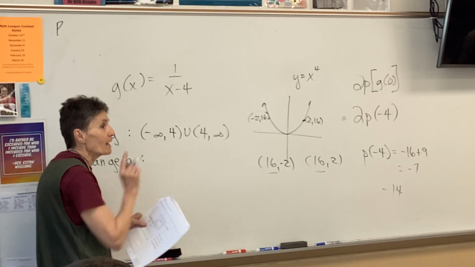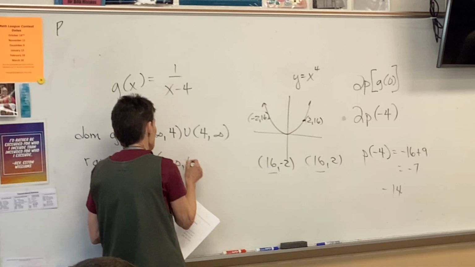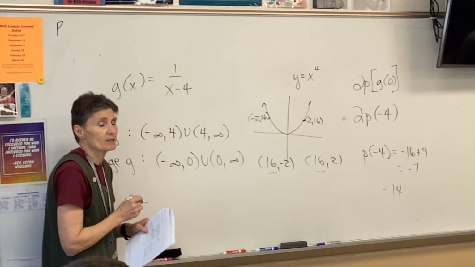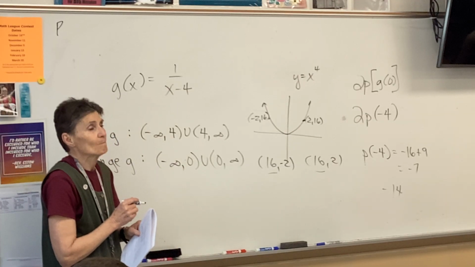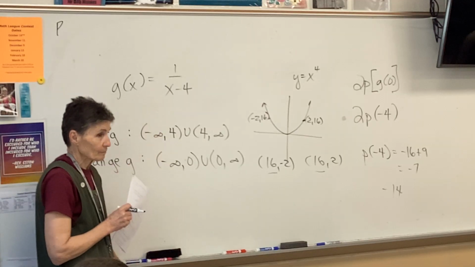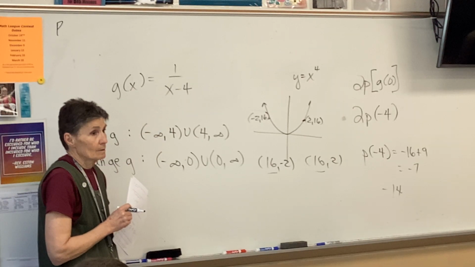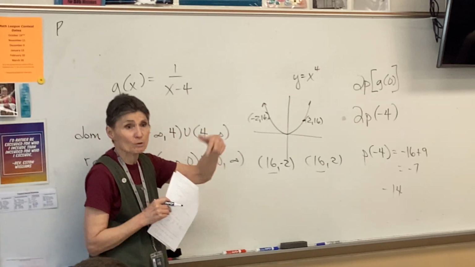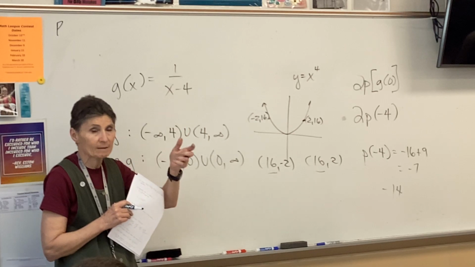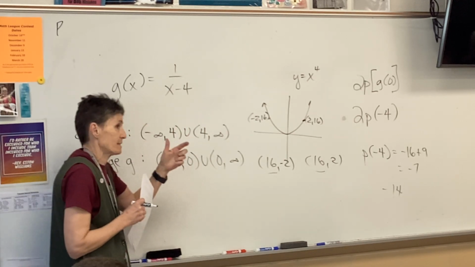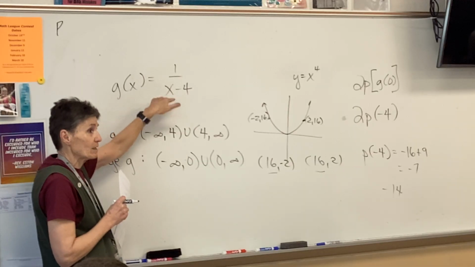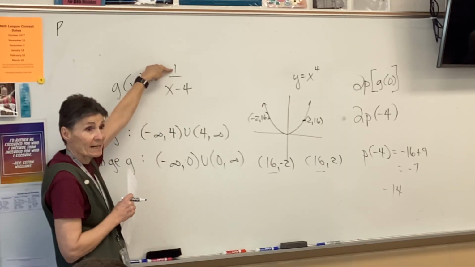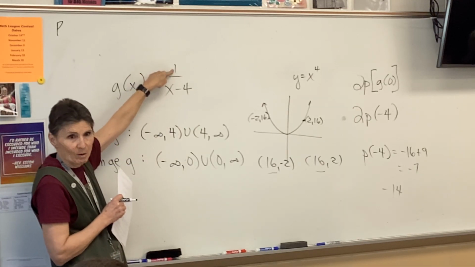Everything but 0. Now, ranges are hard. I get it. I don't like ranges either. But I want you to think about, this is a fraction. X can be anything except 4, so it can be positive numbers, negative numbers, big numbers, little numbers, it can be everything. But no matter what, that fraction will never equal 0. Because the only way that fraction can equal 0 is if that is 0, and it can't be 0 because it's 1.